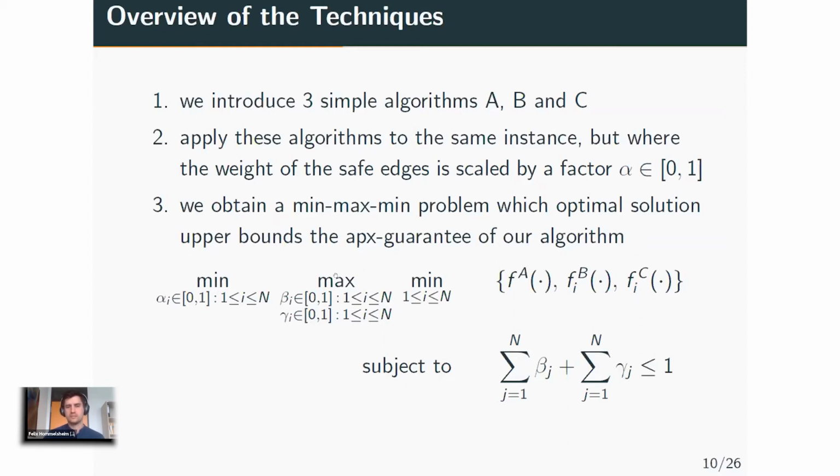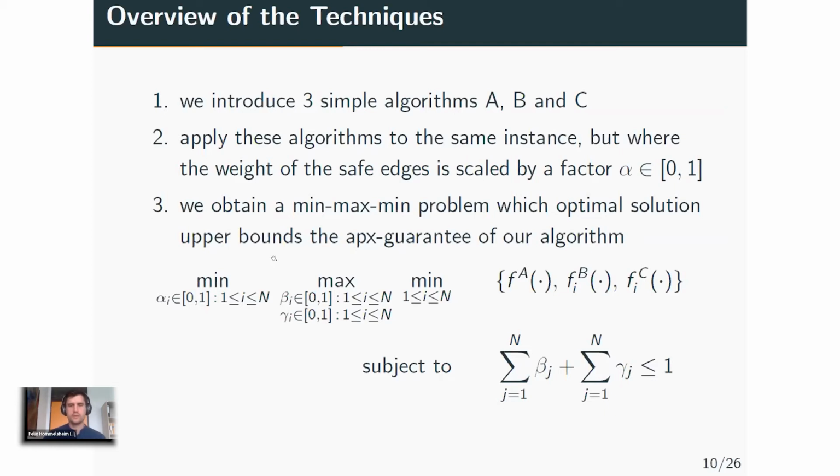Then the maximum is over some values beta and gamma. These parameters depend on the structure of an optimal solution. Since we do not know how this looks, we need to maximize over these values. But we do know that they have this constraint: they sum up to at most 1. And finally, as we will later see, in the analysis we are free to choose the scaling factors that we use here in our algorithm.